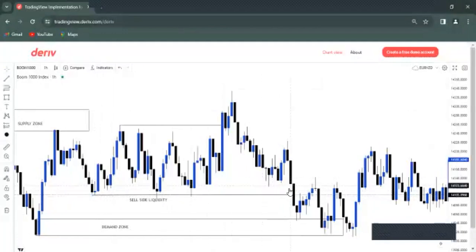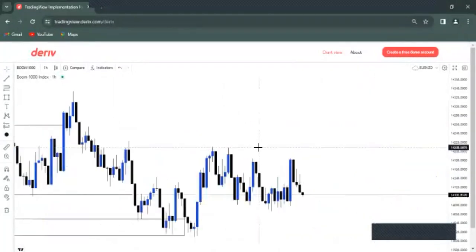But unfortunately, price has had to break that and sweep all the liquidity that was collected here. So as a sweeper, your demand zone is your entry point. Your demand zone is your entry point, and you move up. Again, that's how demand and supply work.